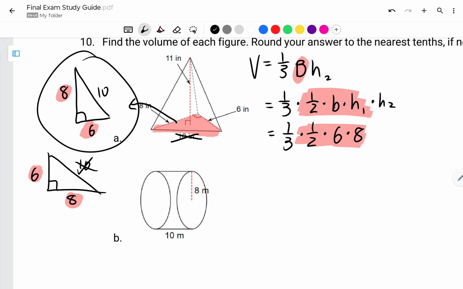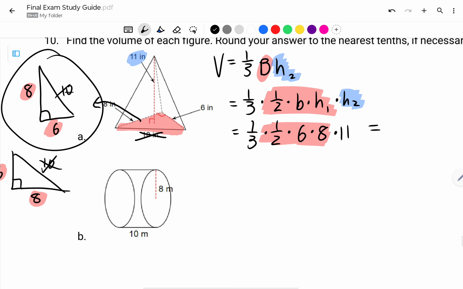We're not using the 10 hypotenuse. And then what's the height of the pyramid? It should be 11. So when you multiply all of these numbers out, you should get 88.